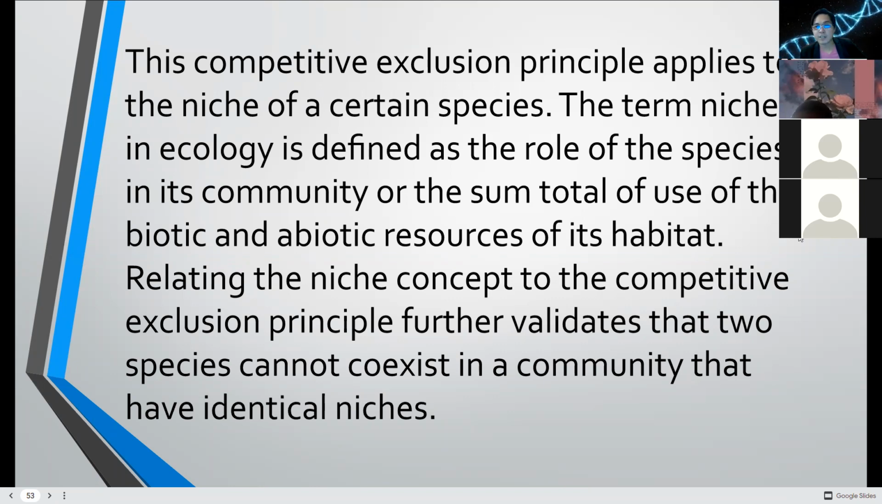Relating the niche concept to the competitive exclusion principle further validates that two species cannot coexist in a community that have identical niches. If an organism has the same niche, they tend to have the same need for nourishment or food, so they cannot coexist. They will have competition, and eventually the other organism will die. As simple as that. It will die and go extinct.